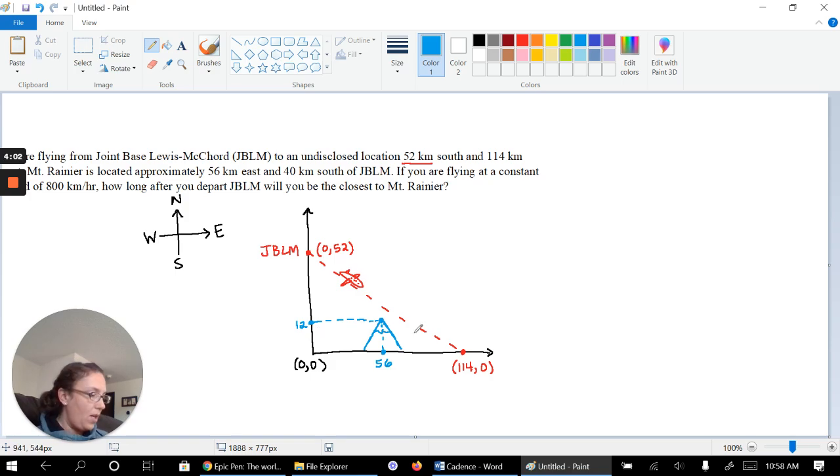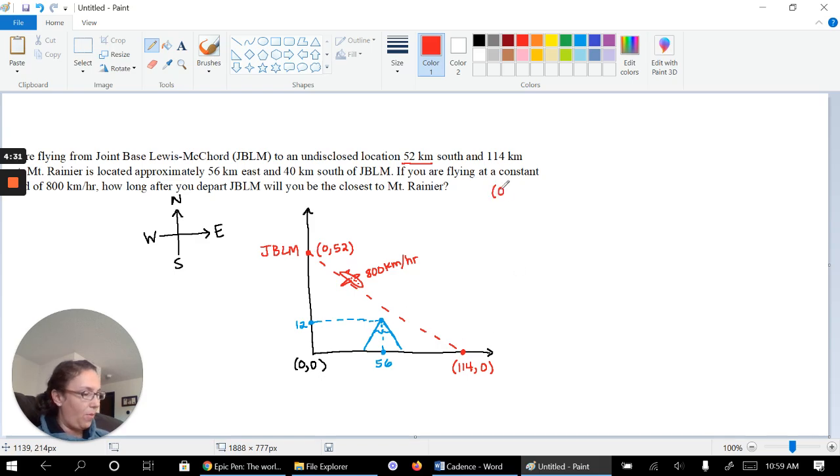Okay, so if I'm flying at a constant speed of 800 kilometers per hour, I'm going to write that in here as a note, 800 kilometers per hour. How long after you depart will you be the closest to Mount Rainier? Okay, so we need to figure out a few things before we answer that question. The first thing we need to figure out is what is the equation of this line that the plane is flying on.